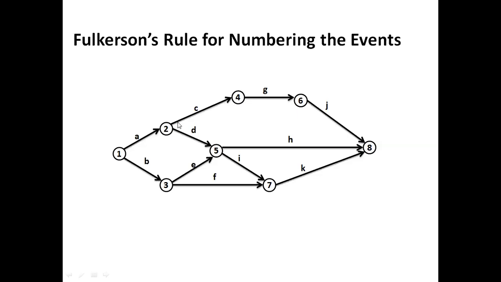The tail event and head event have numbers which are in ascending order. Say for example, the tail event is 2, the head event is 4. It means the process is flowing from 2 to 4.